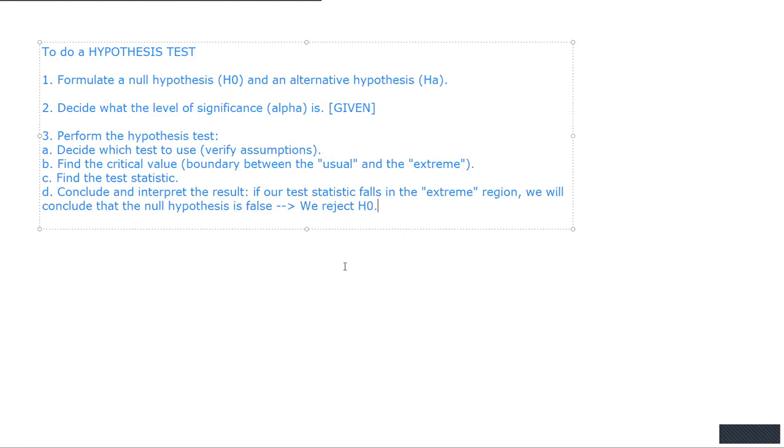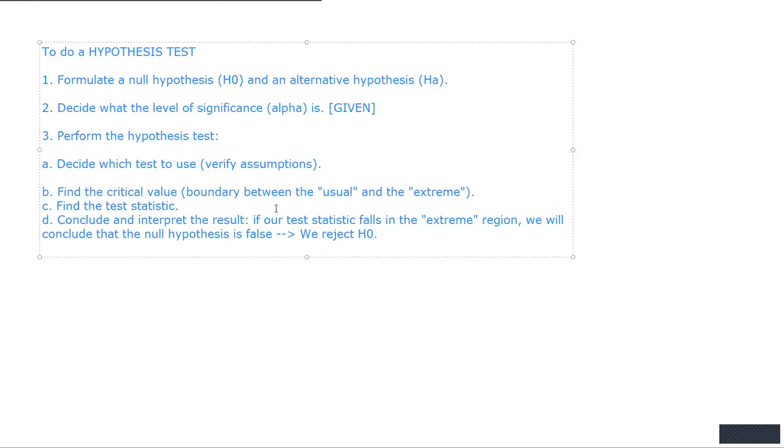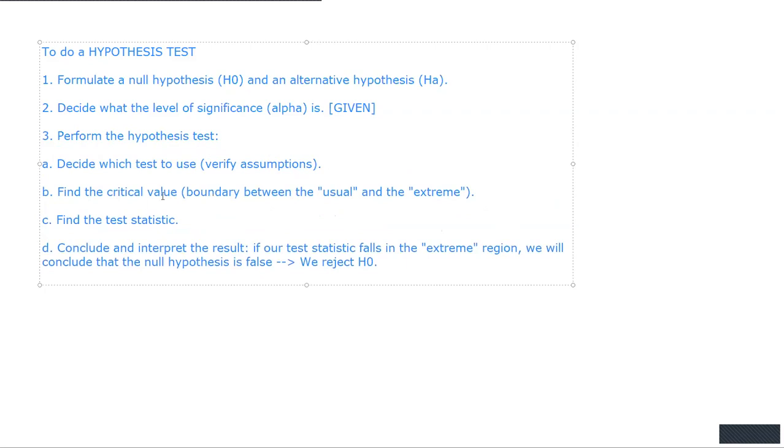Right? So again, the logic for this is the following. You have assumed that the null hypothesis is true, then based on that null hypothesis, based on what we assumed was true, we're going to determine what we should have expected, the usual, and what is pretty rare based on that hypothesis, what's extreme, right?